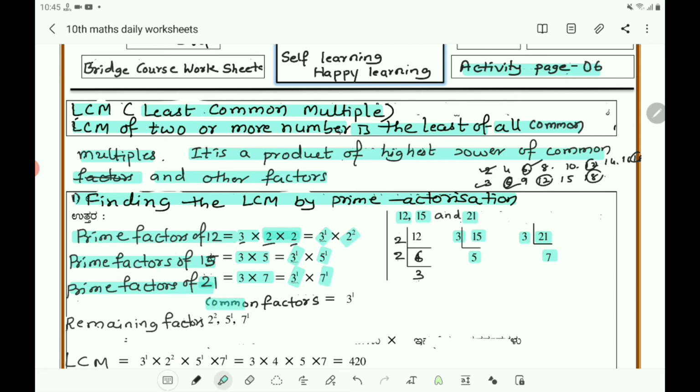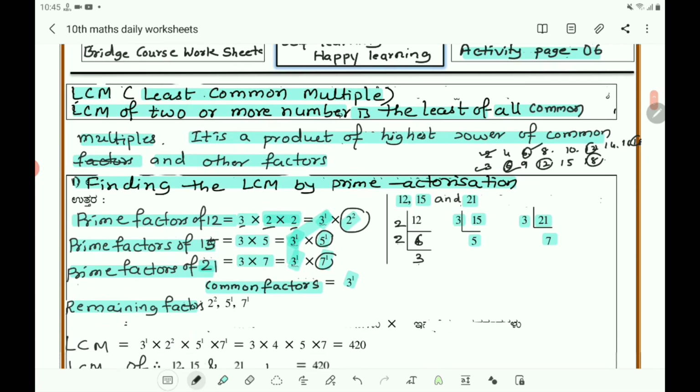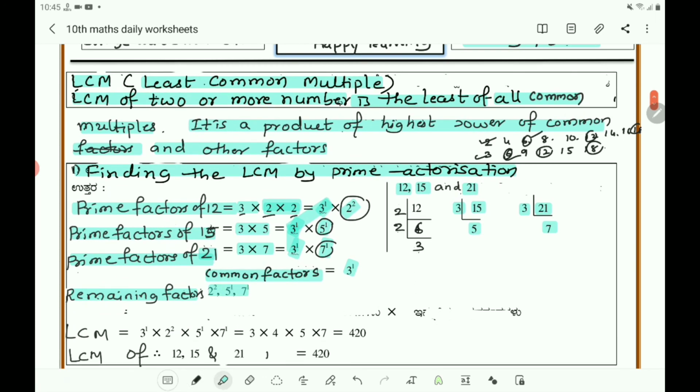Then the common factors. You know that the common factor is 3. All the three numbers have the common factor 3 with the same power, 3 power 1. Then which are the remaining factors? Here 2 power 2 is remaining. Here 5 power 1 is remaining. 7 power 1 is remaining. So these are the remaining factors.